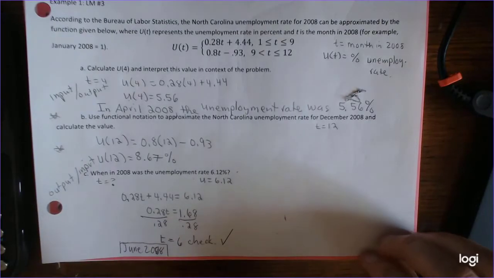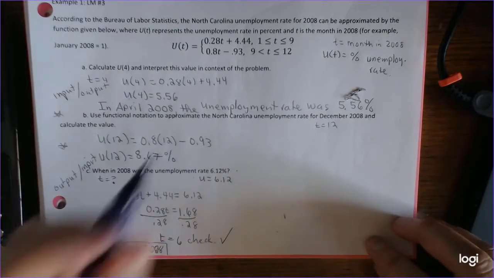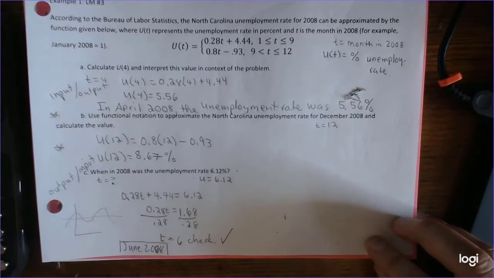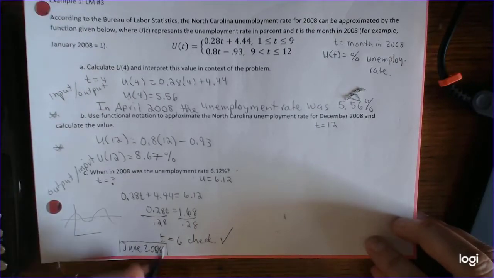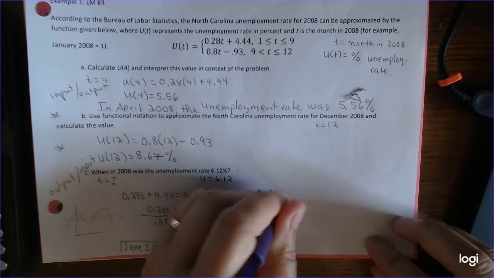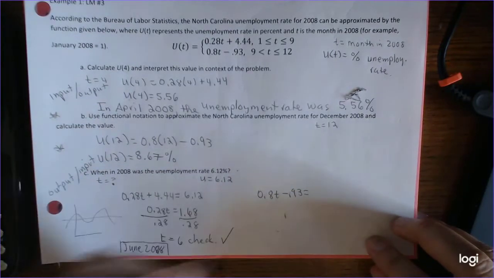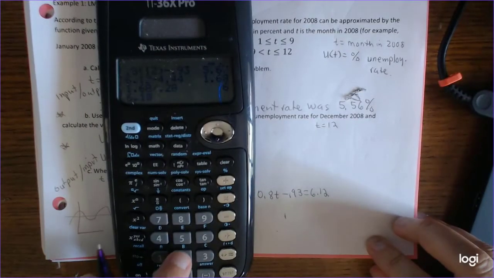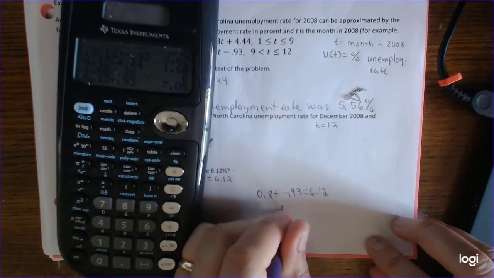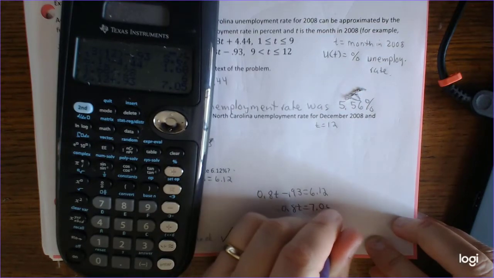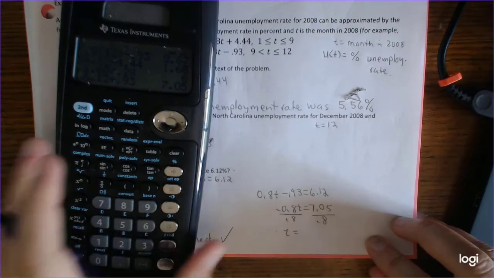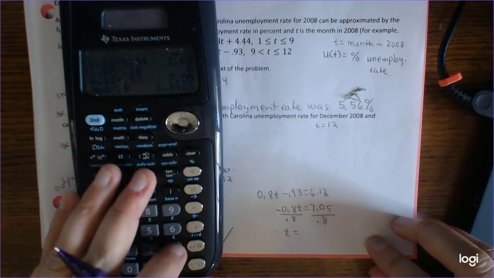All right, but it possibly might be another one. We know that this is a line, but when you have an output-input problem, you can have more than one answer. So we have to check the other one too. 0.8t minus 0.93 equals 6.12. I'm going to add 0.93 to both sides and get 7.05. So 0.8t equals 7.05. Divide by 0.8, and t equals 8.81.